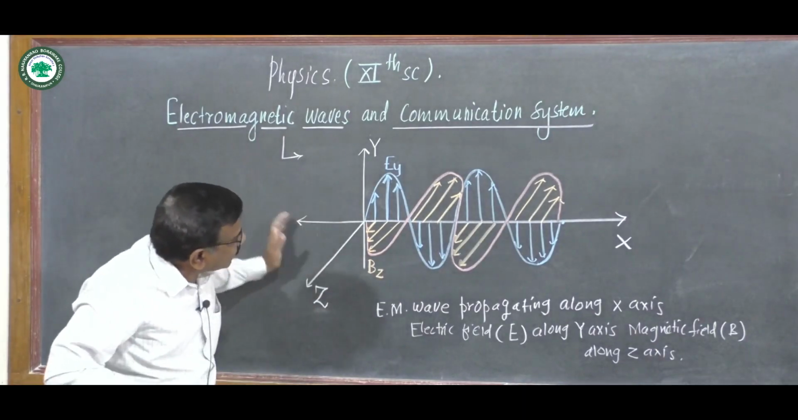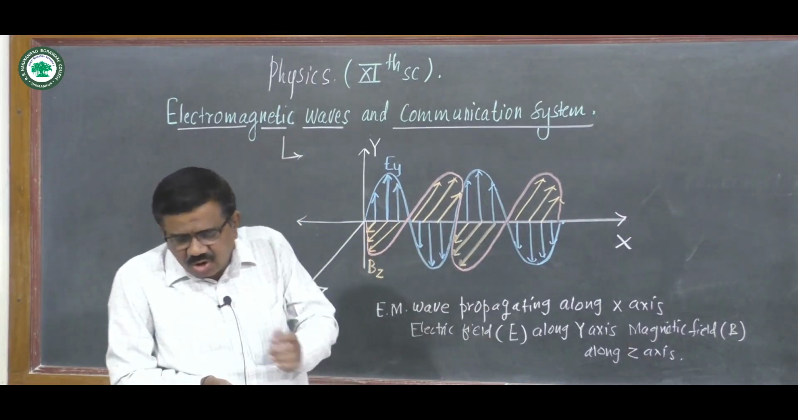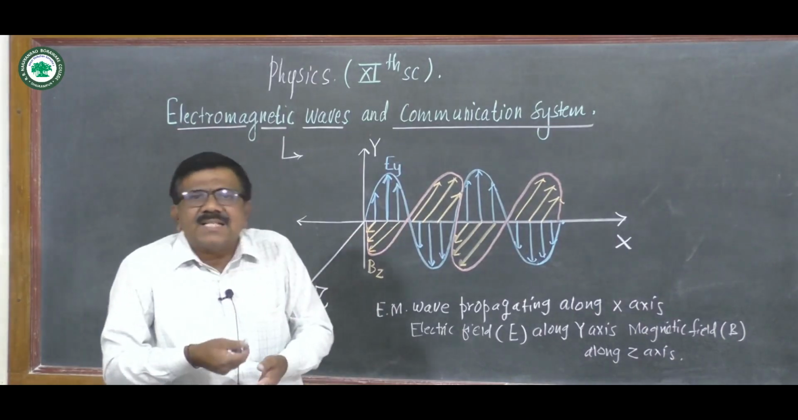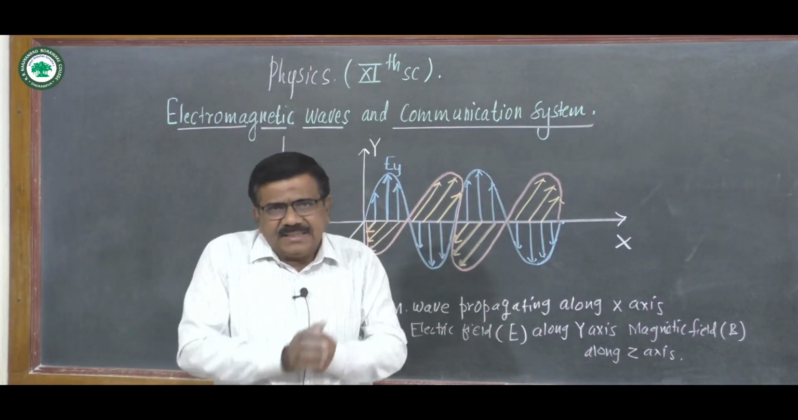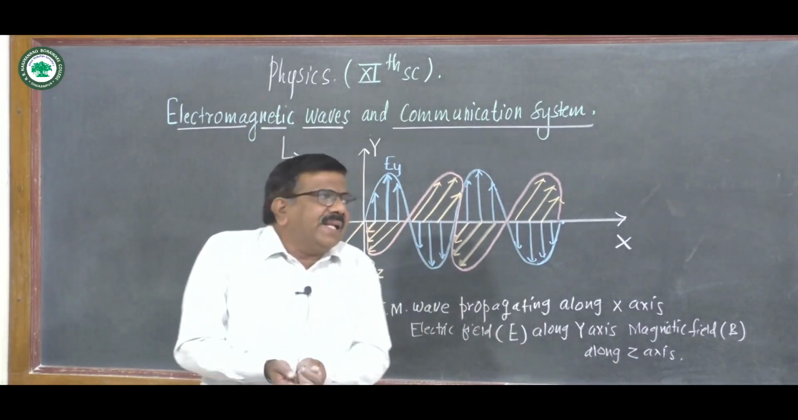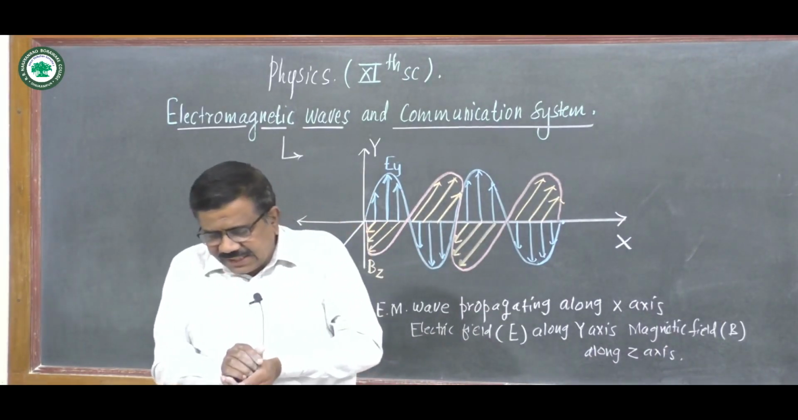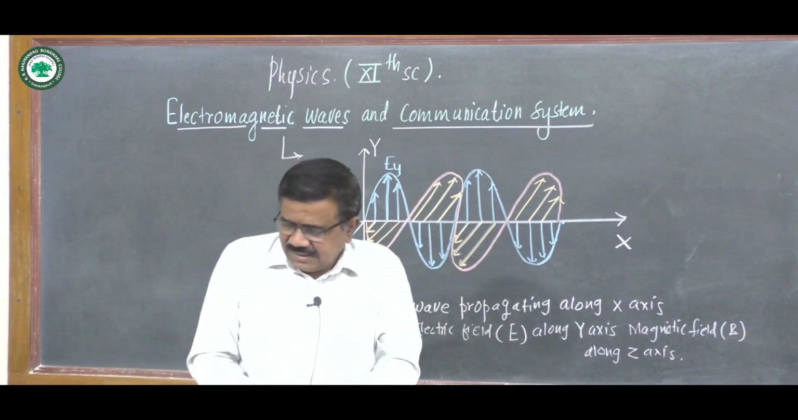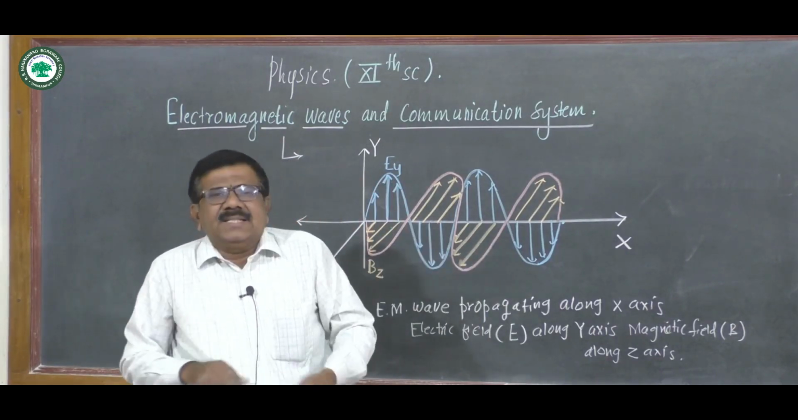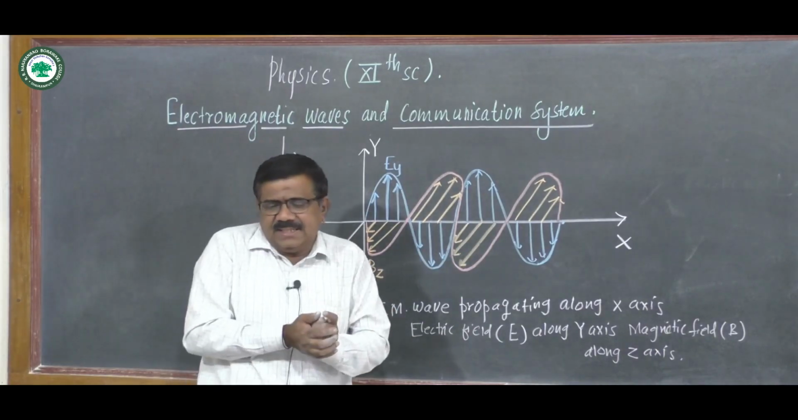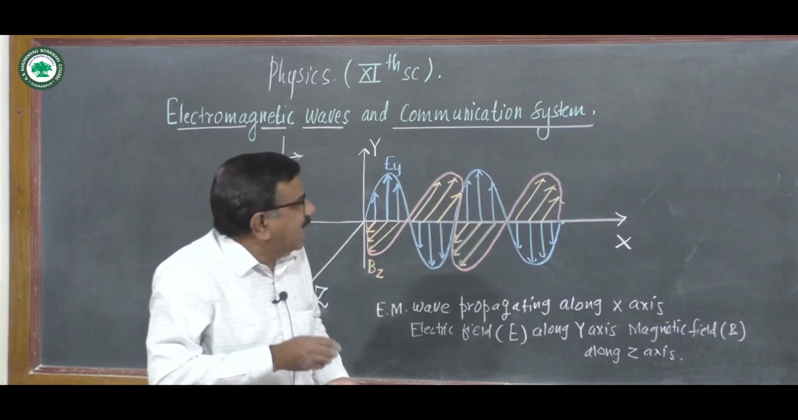Consider a charge that oscillates or accelerates with some frequency, and this charge produces an oscillating electric field. The oscillating electric field in space produces an oscillating magnetic field, and this oscillating magnetic field in turn is a source of an oscillating electric field. It means the changing electric and magnetic fields regenerate each other.